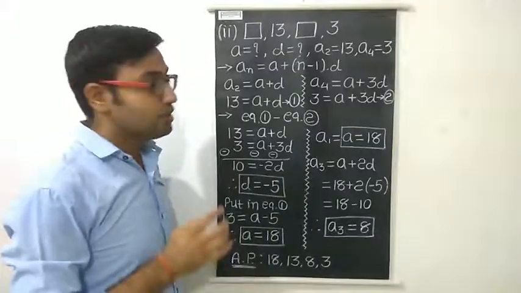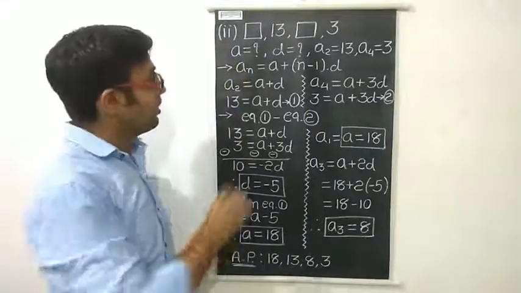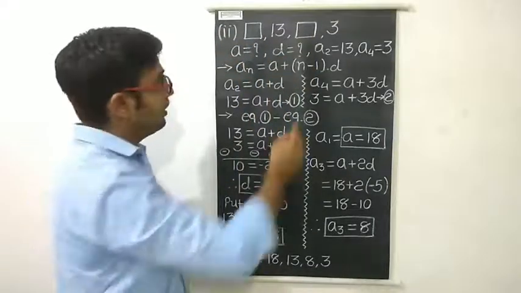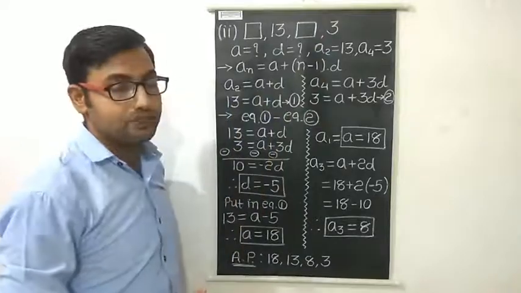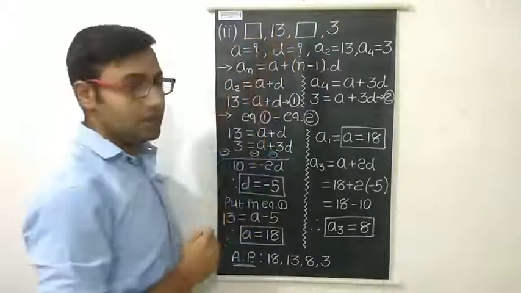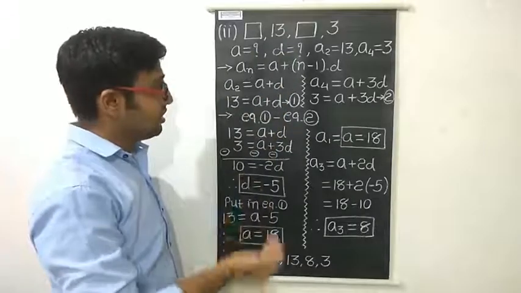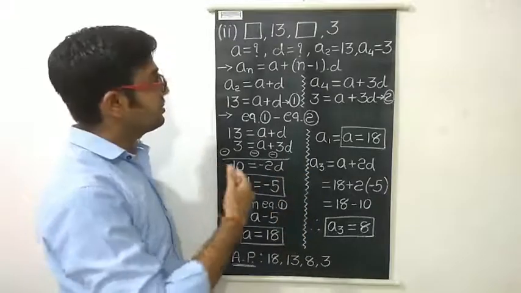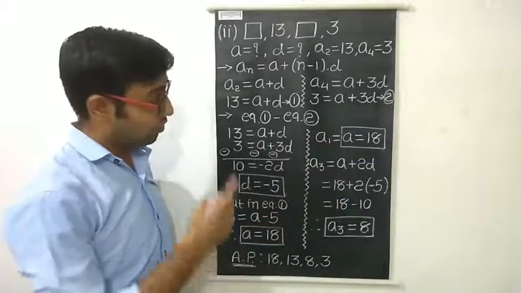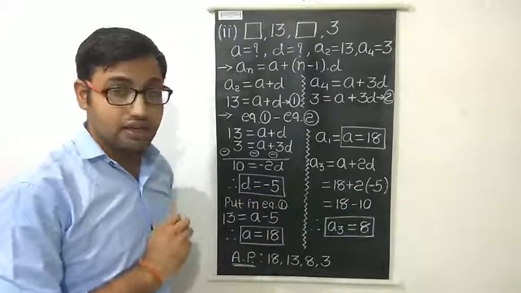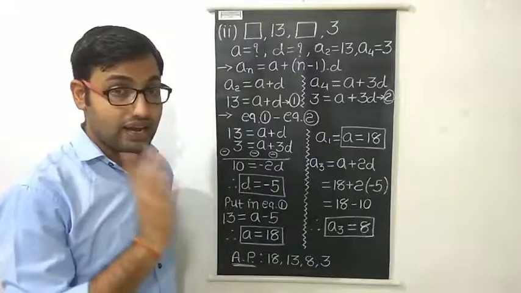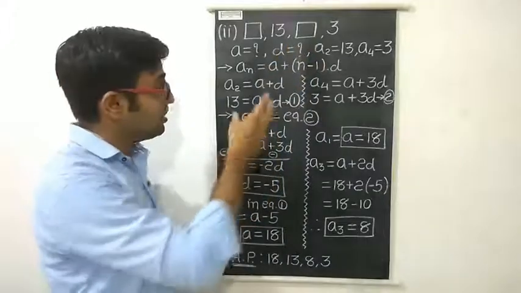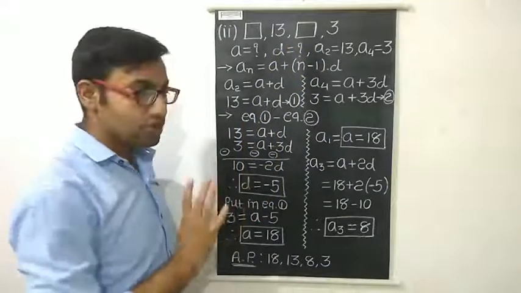Okay, so let us see question number 2. Here, the first term is not given. The second term is 13. The third term again is not given. And the fourth term is 3. So notice one thing: if the second term is 13 and the fourth term is 3, that means this arithmetic progression, AP, is in decreasing order, right? It is decreasing in value. So here we can say that the difference must be negative, right? Because as we add d, we get a decreasing value. So in this case, we can understand that d must be negative.